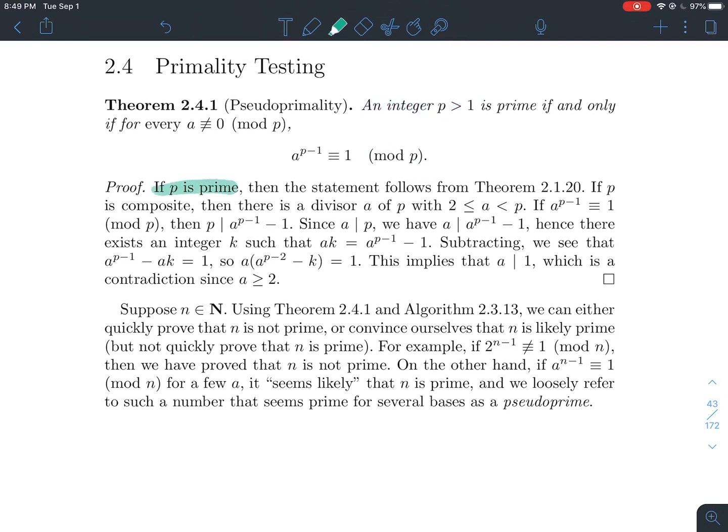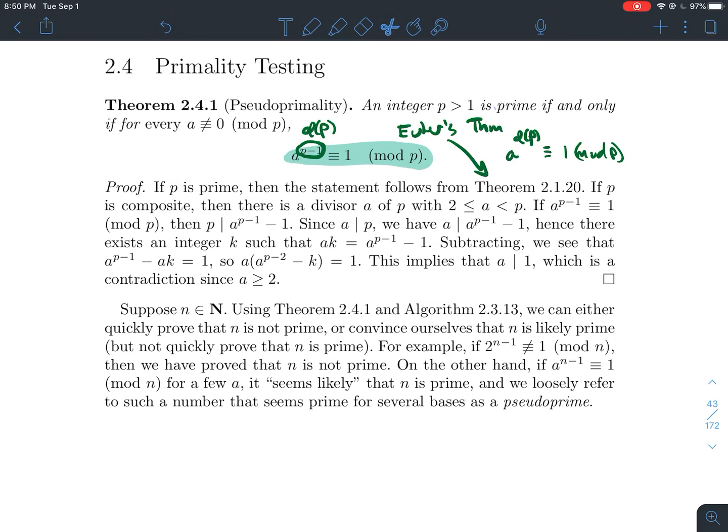Well, in other words, I'm proving p implies q, so assume p is prime. We want to prove that this happens. If p is prime, then this exponent p minus 1 is phi of p. And I know Euler's theorem, which is referenced right here, told me that a raised to the phi of p power is always going to be equivalent to 1 mod p. So that is why the forward direction of this theorem holds.